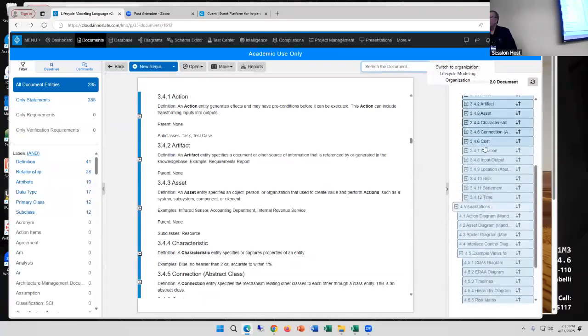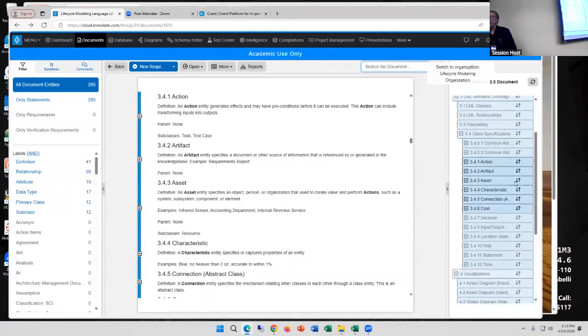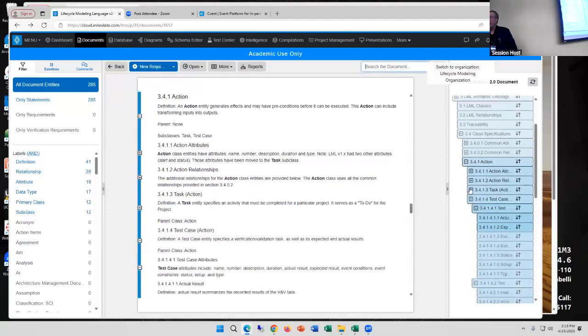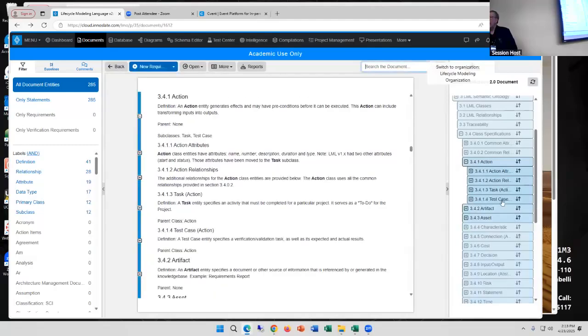Anyway, so location, risk, statements, time. Okay, so you still have those classes that you see, the 20 base classes. So we added subclasses again for V&V purposes under action. If we look at actions, for PM we added task, and for V&V there's test case. And the associated attributes and relationships with all those things.